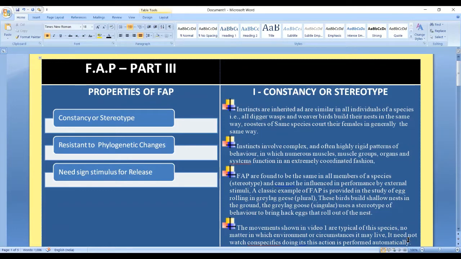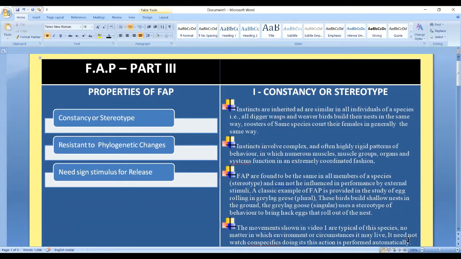For example, if we take the digger wasp, or if we see the weaver birds, they build their nest in the same way. All the individuals of the weaver bird will build their nest in the same way. That is, their pattern of building the nest will not change with the individual. The roosters of the same species court their females in generally the same way. The same way is used by all individuals. So this shows that instincts are inherited.